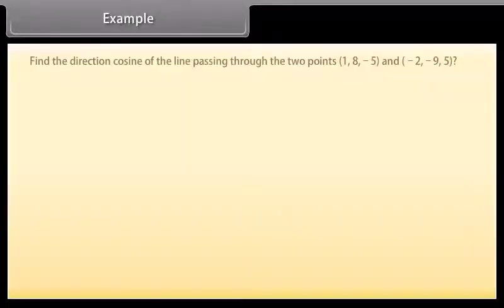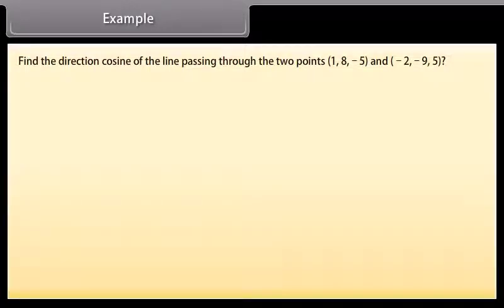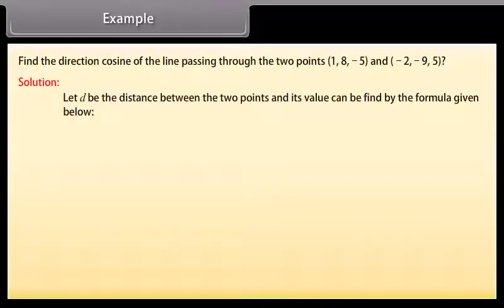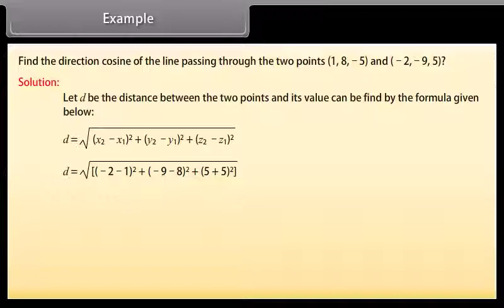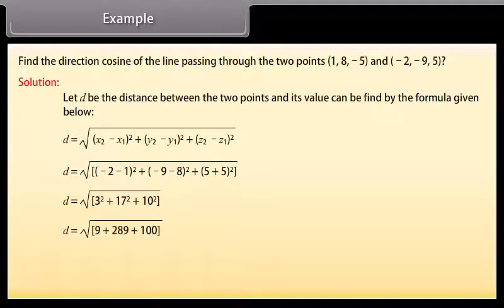Example. Find the direction cosines of the line passing through the two points (1, 8, minus 5) and (minus 2, minus 9, 5). Solution. Let d be the distance between the two points and its value can be found by the formula given below. d equals square root of (x2 minus x1) square plus (y2 minus y1) square plus (z2 minus z1) square. d equals square root of (minus 2 minus 1) square plus (minus 9 minus 8) square plus 5 square. d equals square root of 3 square plus 17 square plus 10 square. d equals square root of 9 plus 289 plus 100.